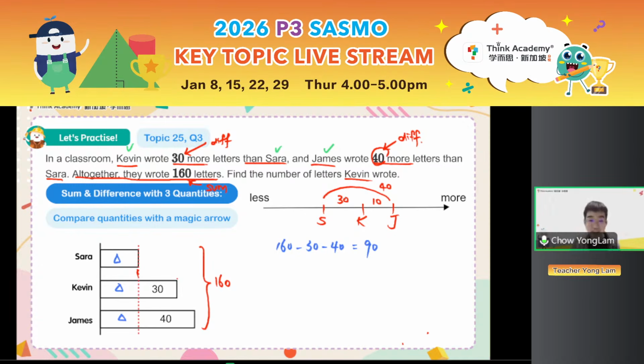90 is after I take away the 30, after I take away the 40. The 90 is referring to the rest, which is 3 such triangles. Then how do I find one such triangle? 3 of the same parts is 90, so one part is 90 divided by 3 equals 30. So actually every one of these parts is 30, 30, 30. All right, so now you found the value of one part, or one unit.